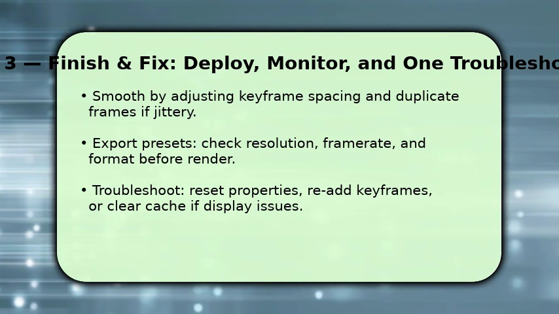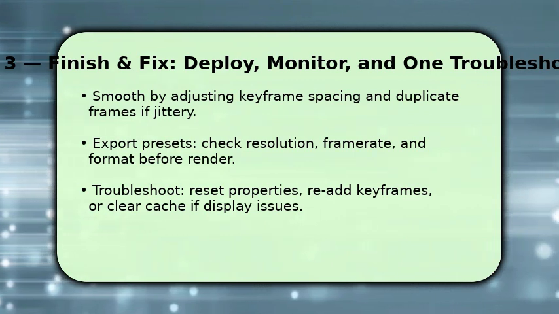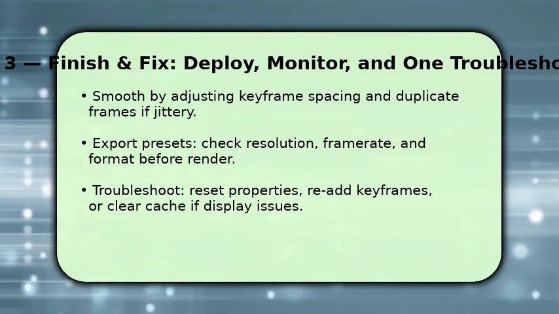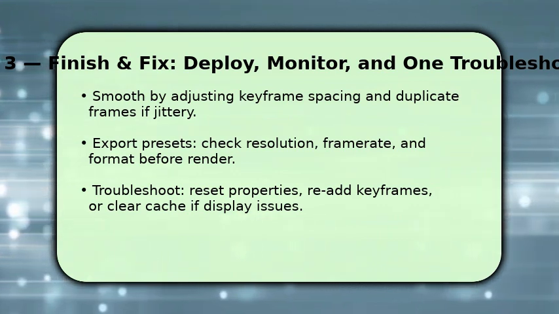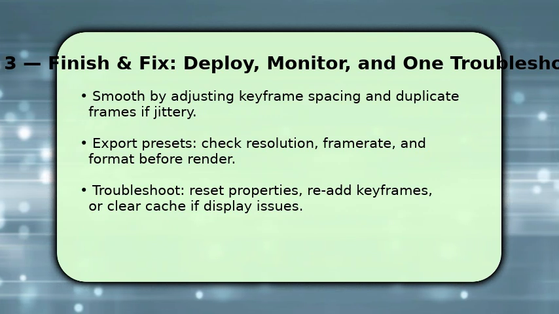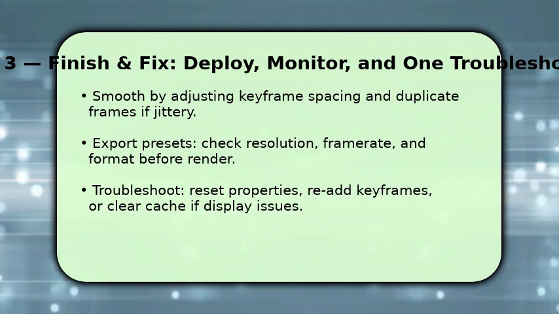If you see jumps or no animation, first reset the property and re-add keyframes. Make sure the clip is selected when adding. If preview stutters, clear the app cache or restart Clipchamp. Then reopen the project and recheck keyframe placement.